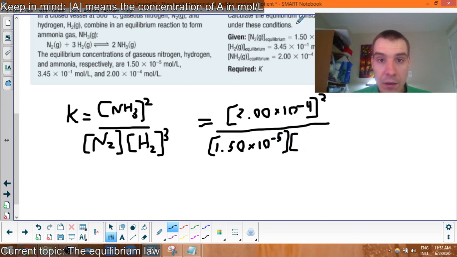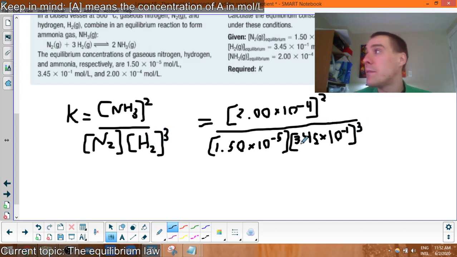and 3.45 times 10 to the negative 1, and that's going to be cubed, right? That one's going to be cubed because H2 is cubed, and that's my concentration of H2. And then you put that through a calculator, and let me put that through my calculator.